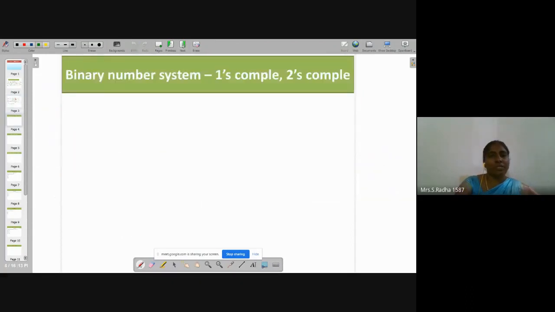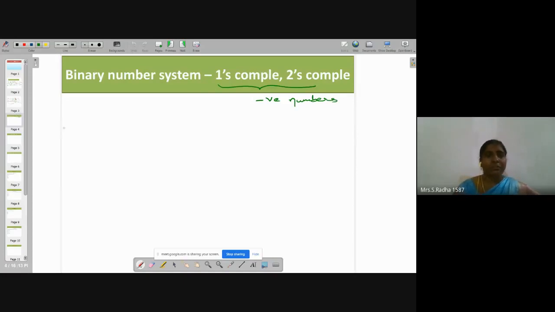Next, I will go with ones complement and twos complement. For the binary number system, how to calculate ones complement and twos complement. These representations are always used for negative numbers. For representing only negative numbers, we go for ones complement and twos complement. Okay, next slide, let me check. We'll finish this and go to the next slide.